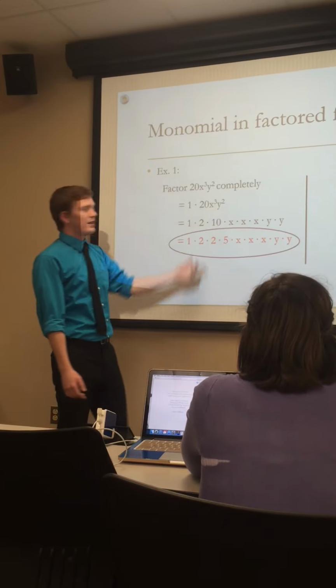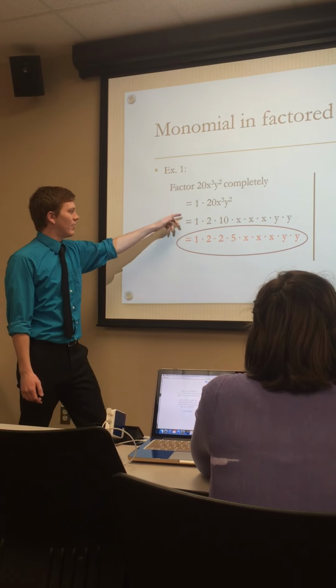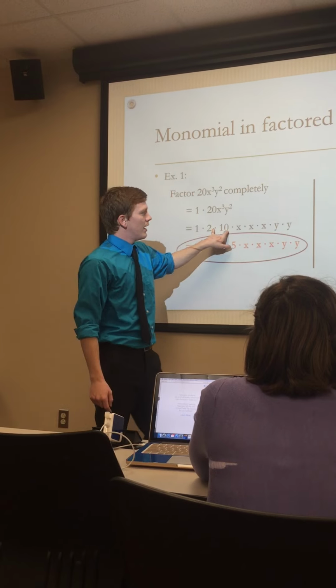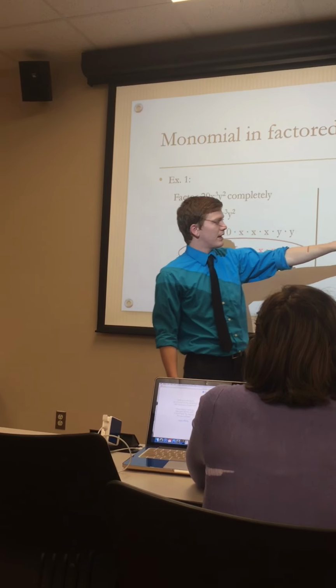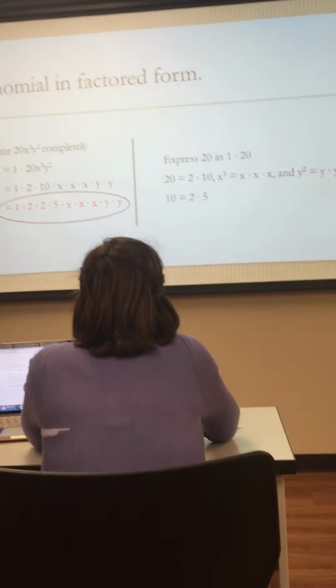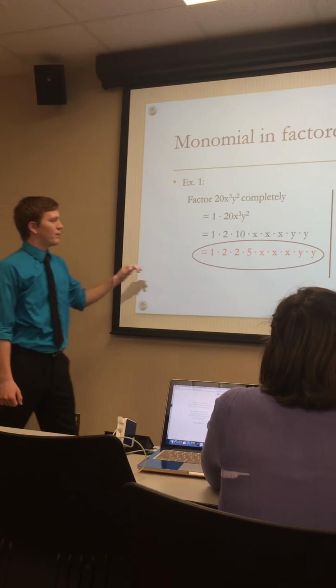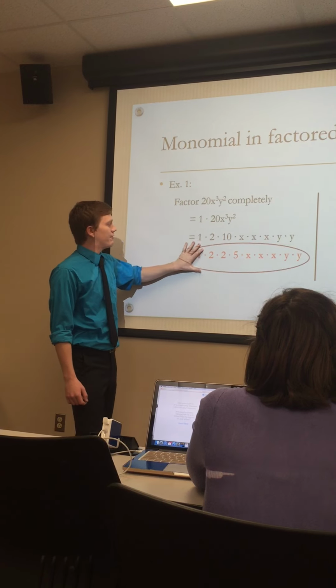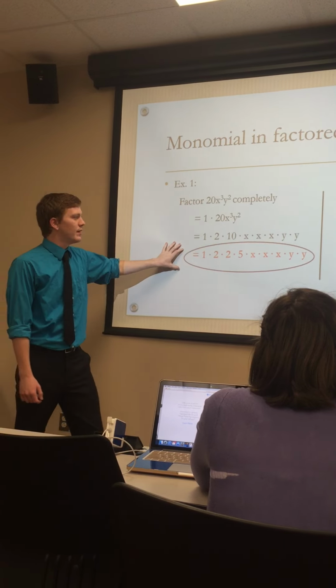So 1 times anything is going to give you your starting result. And then they broke down the 20 into 2 times 10. And then the x's were broken down, of course, x cubed is x times x times x. And then the final step, we broke down the 10 to 2 and 5. So this is going to be our completely factored form.